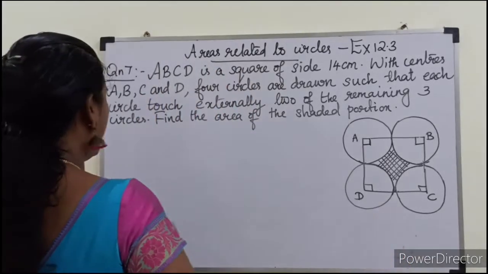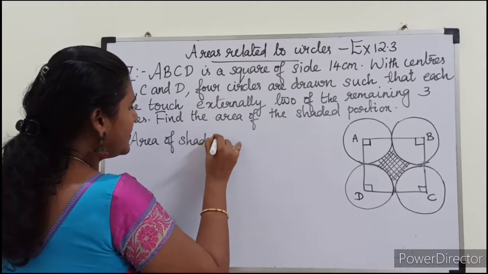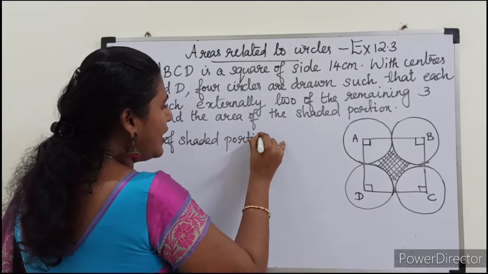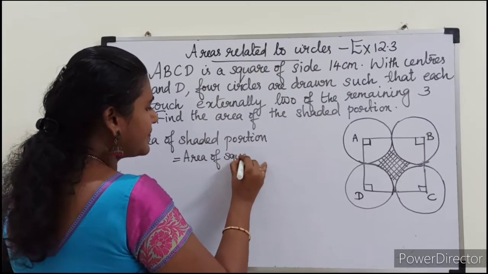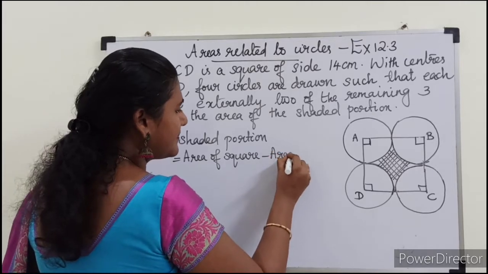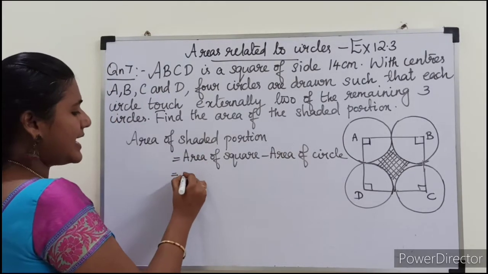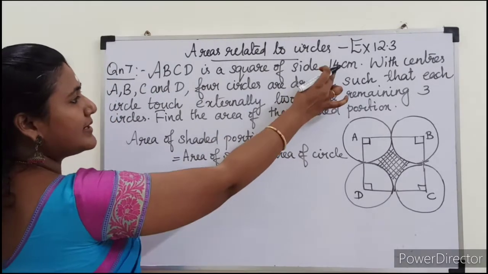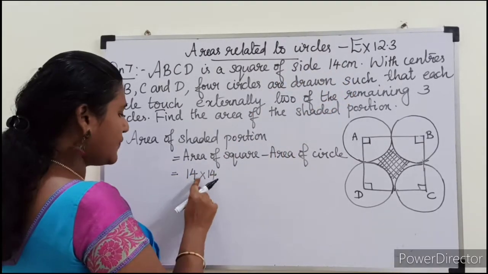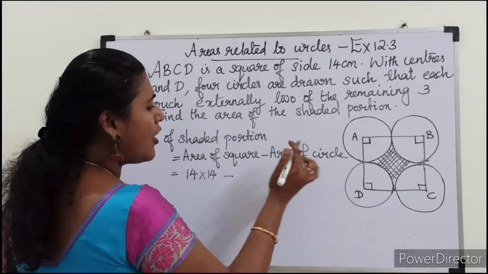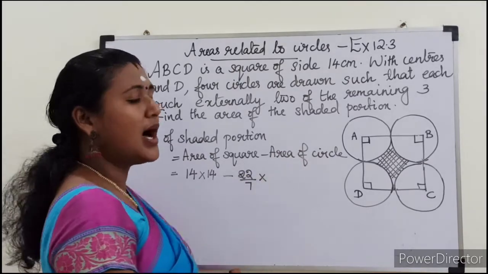So we will do it now. Area of shaded portion is equal to area of square minus area of circle. Area of square is side into side. Here it is given that the square side is 14 centimeter. So 14 into 14 minus the area of the circle, that is pi r square. Pi here we will take 22 by 7 into r square.